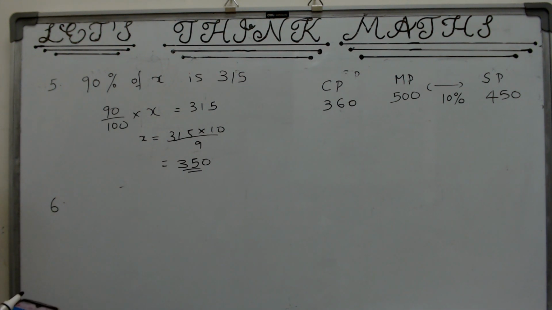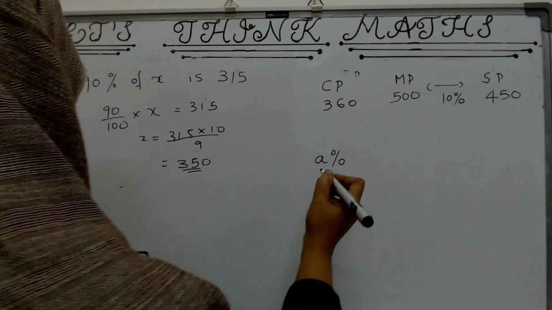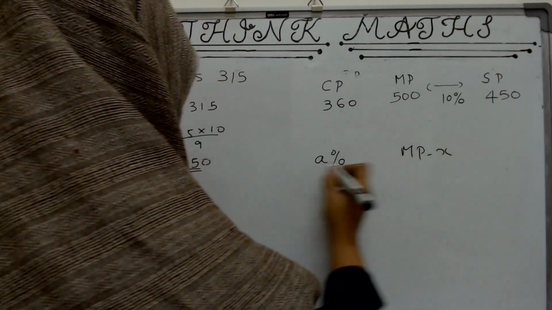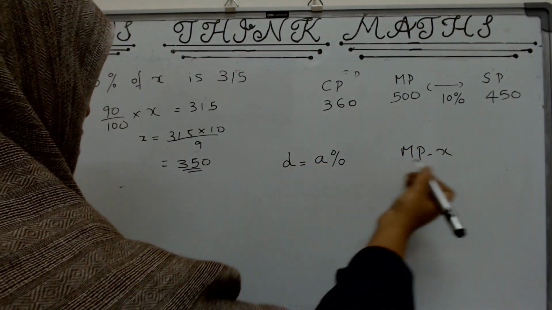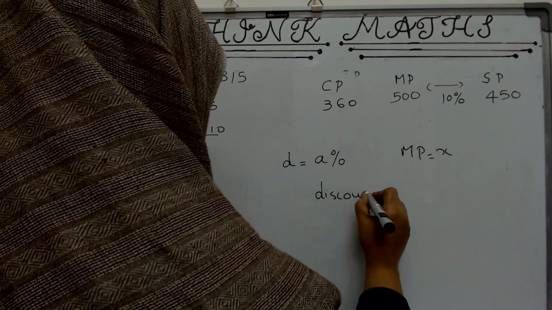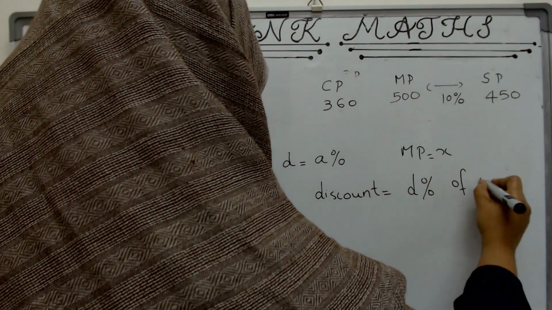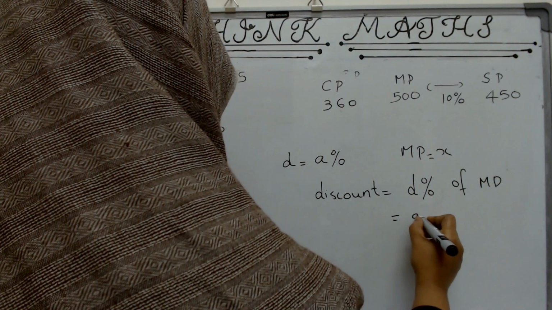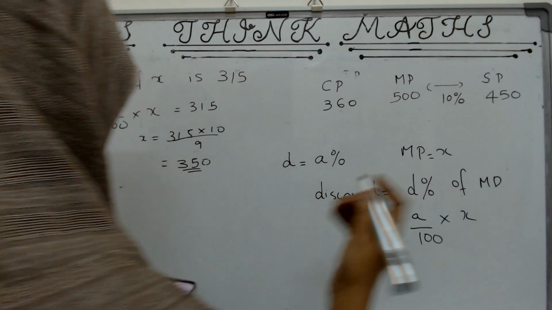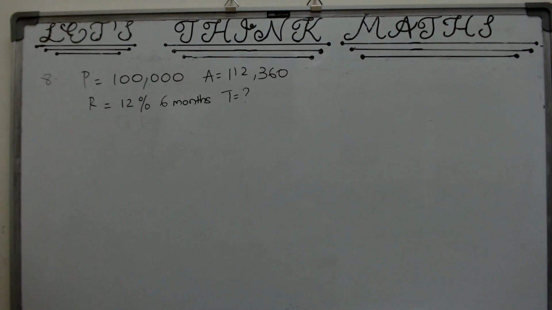So this brings us to the seventh question. What is the seventh question? If A percentage is the discount marked on a marked price of X, this is the discount percentage and this is the marked price, then what is the discount? Discount is always discount percentage of marked price. It is English translated into maths. This is what you get, and your correct answer is C.